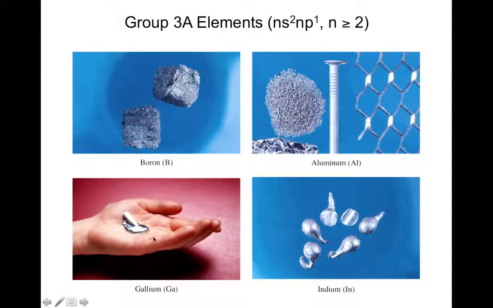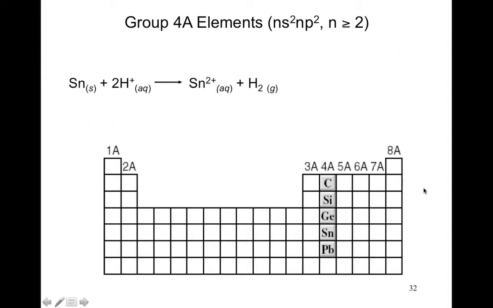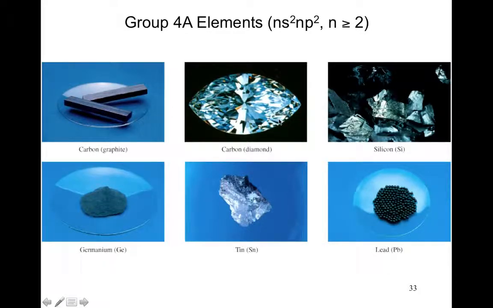You can melt a metal in your hand, just ridiculous. And then indium. So group 4: carbon, silicon, germanium, what's Sn? Tin, lead, that kind of stuff. There we go. So we've got tin plus an acid gives us the tin cation and hydrogen gas. And lead will do the same thing, react with acid to give off hydrogen gas.